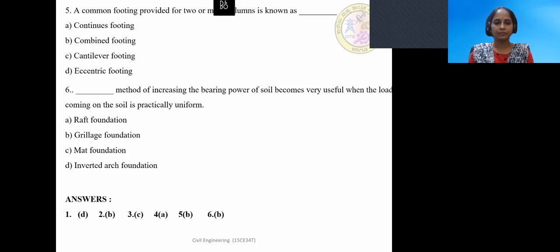Okay, last question. Sixth one, dash method of increasing the bearing power of soil becomes very useful when the load coming on the soil is partially uniform. Okay, for this criteria, you have to see which foundation is suitable. Option A, raft foundation. Option B, grillage foundation. Option C, mat foundation. Option D, inverted arch foundation. Guess the answers.